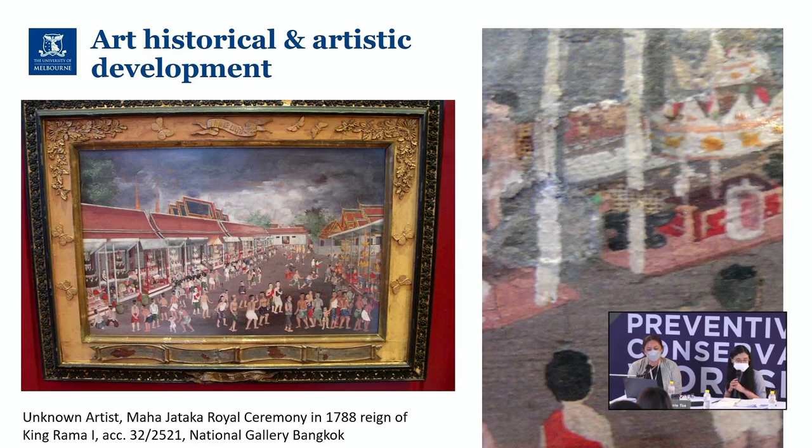So there's artistic knowledge to understand how materials evolved over time, what materials artists had access to, how they learned about artistic practice, who they learned from, and whether there were networks of training available. Here's an example of a painting from 1788 from the National Gallery in Bangkok. And knowing then that they were using tempera painting on canvas, and how it was a mixture of Western-informed imported painting techniques with traditional Thai painting techniques.